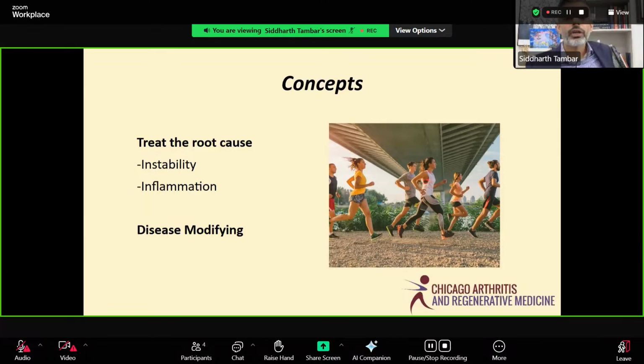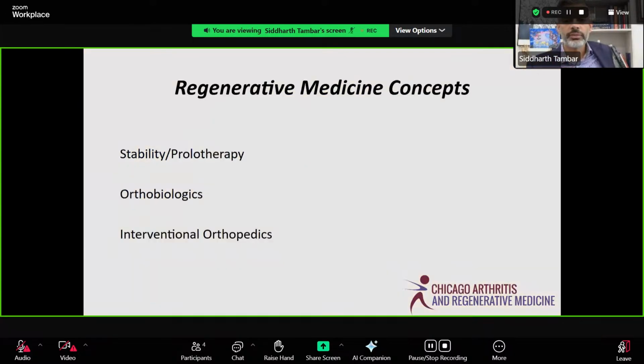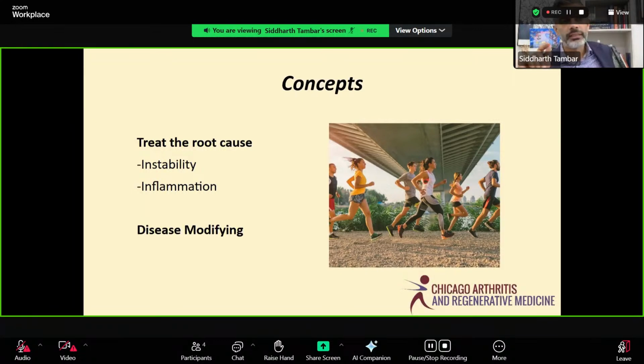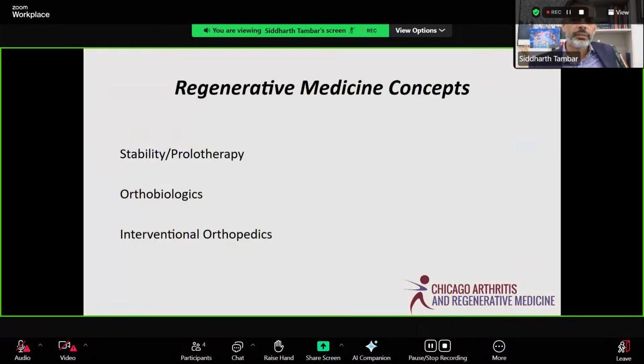Our goals are to be disease modifying. And what that means is treat the actual cause of your problems, not just suppress your symptoms. Important because the traditional way of treating joint and tendon issues has been more about just suppressing symptoms, either medications to treat pain or injections like steroid injections to reduce pain, and not really treating the root cause of the problem, which is, again, instability and inflammation.